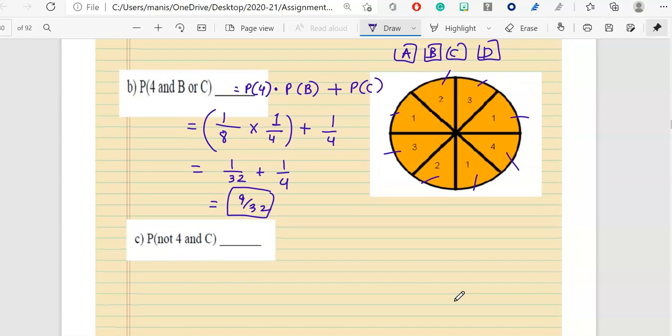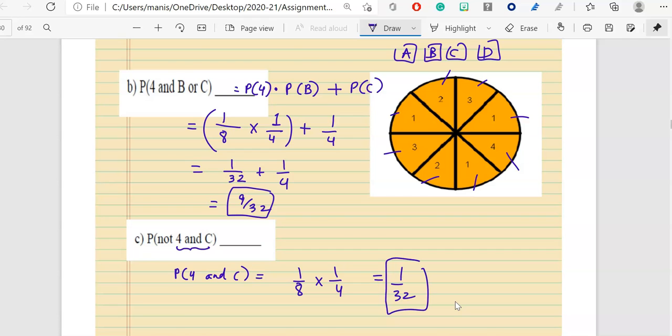So let's look at this problem over here. Next one, it says P of not 4 and C. First of all, I will find out P of 4 and C, and then whatever my answer is, I will do the next step. Probability of finding 4 is 1 over 8, since it's a spinner, and the probability of finding C is 1 over 4. So when I do this, my answer is 1 over 32.